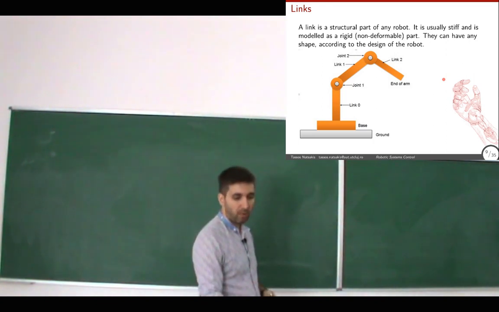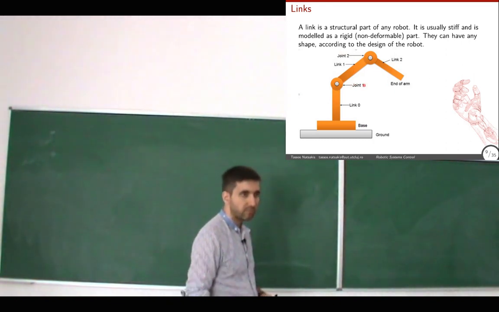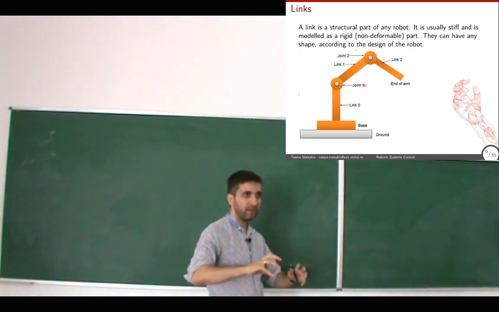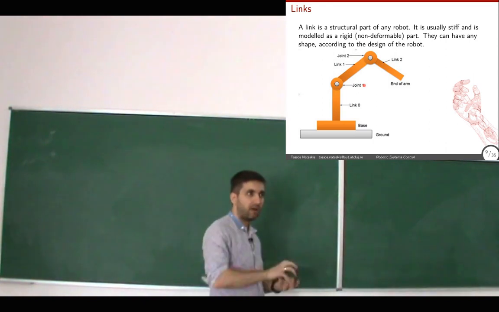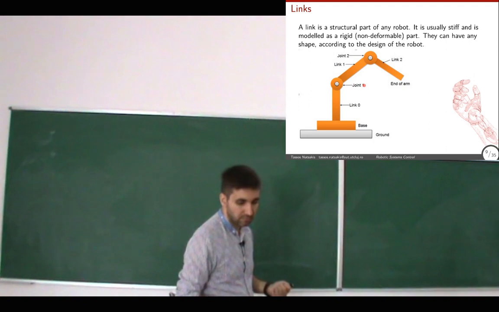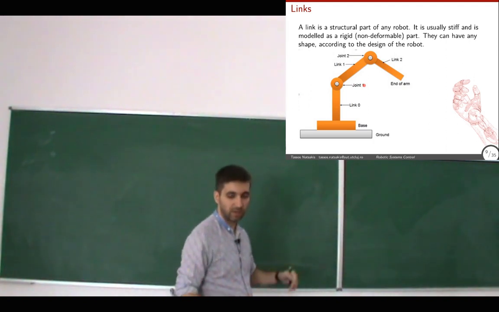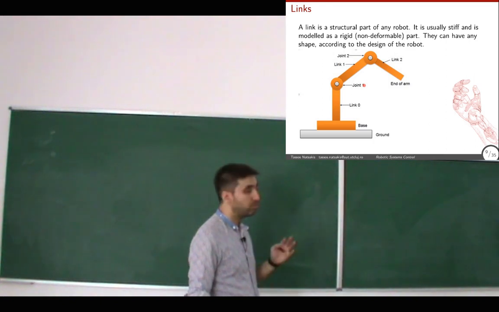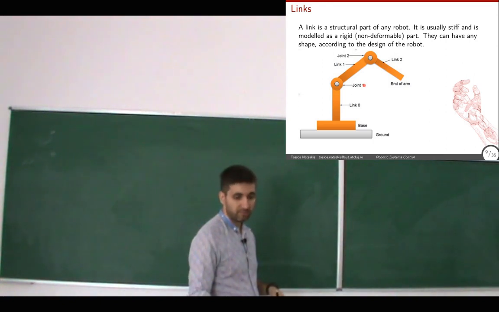Okay? And how are the links connected together? They're connected with joints. Okay? So links do not allow any deformation or any movement, but the joints allow movement. That's the difference. Okay? Is this clear?